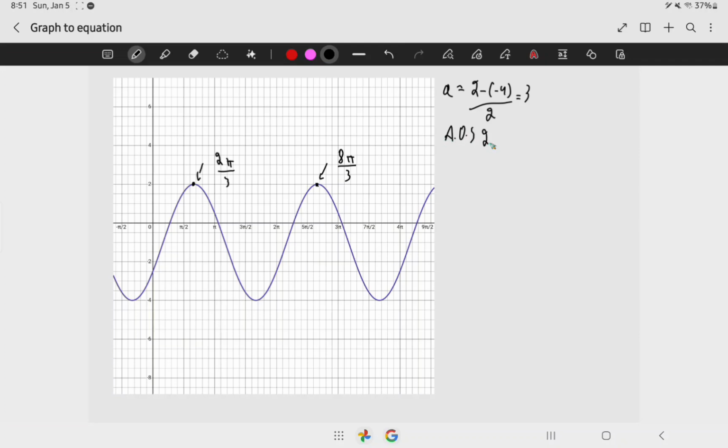Axis of symmetry is going to be y max plus the y min over 2, which is 2 plus negative 4, so negative 2 over 2, which is going to be equal to negative 1. So that's the axis of symmetry.